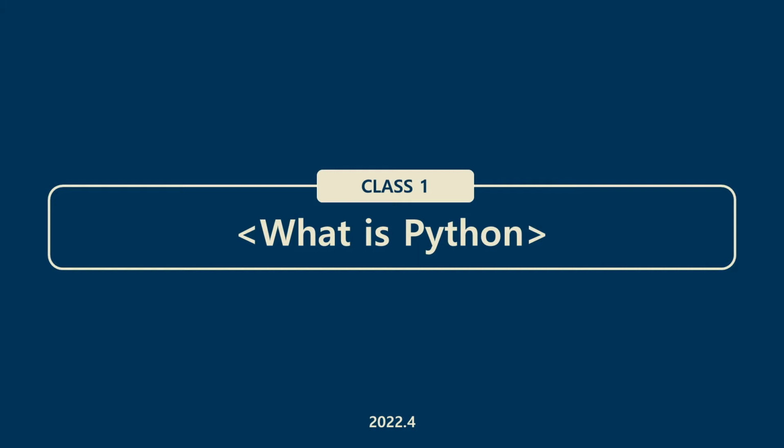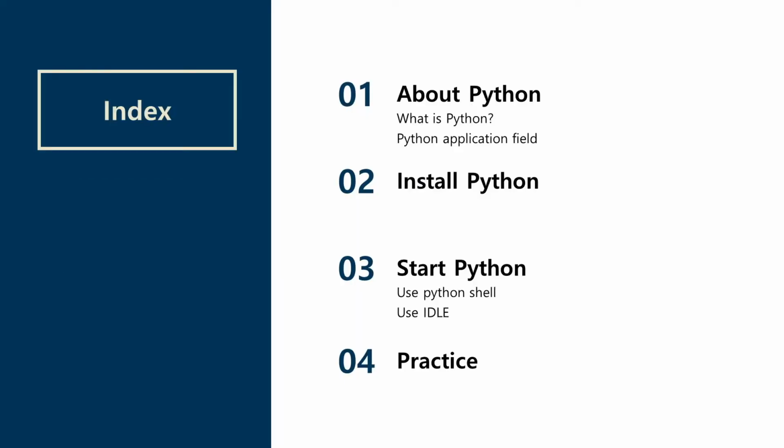Today, we will learn about what is Python. Let's start with the index of today's lecture. Today's lecture is divided into 4 sections. First, we will find out exactly what Python is, and then learn how to install Python by installing it together. When the installation is complete, we will start using Python programs and practice in the final section.